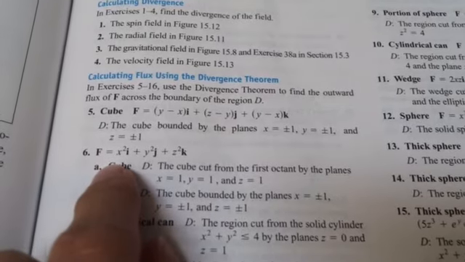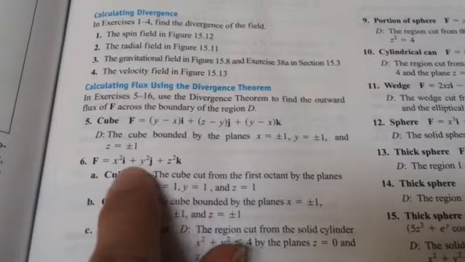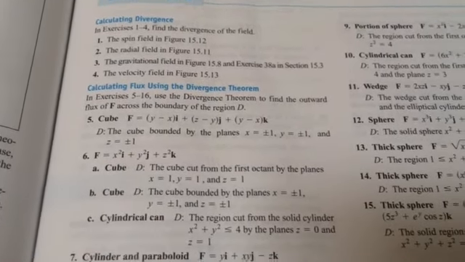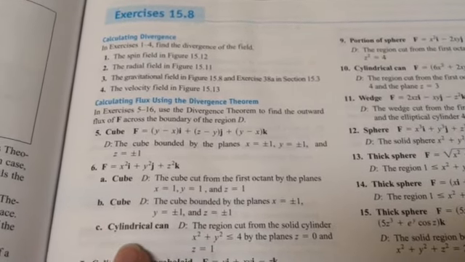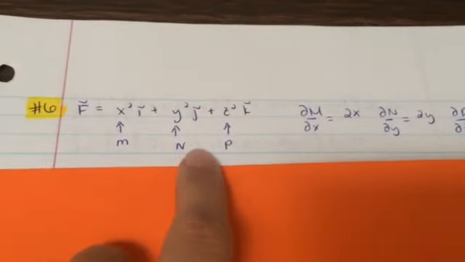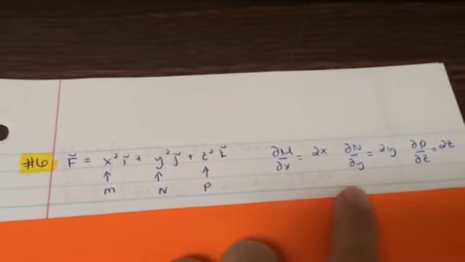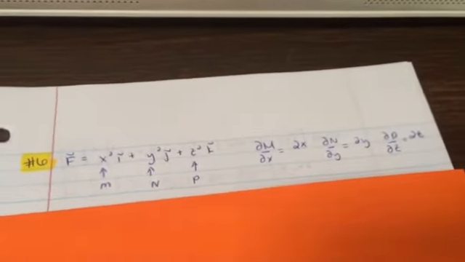But here we're going to use the divergence theorem to do the flux. So number 6, it's the same vector field, but then it's 3 different D's. Remember, D is the solid that we're going to be integrating over. So the first 2 are cubes, but they have different bounds. So for all of them, because the F stays the same, the M and the N and the P stay the same, and so the partial derivatives stay the same. So I went ahead and found that here because that's going to be the same for all 3 parts.